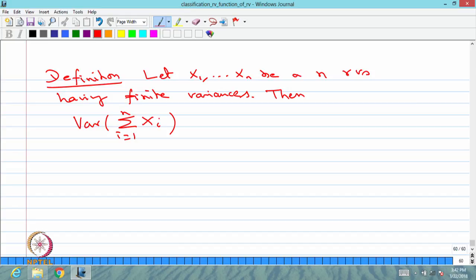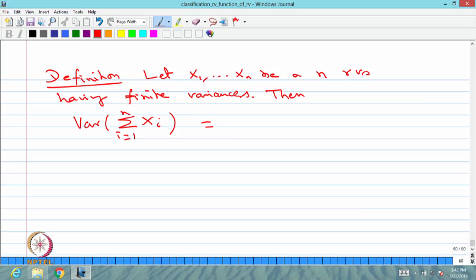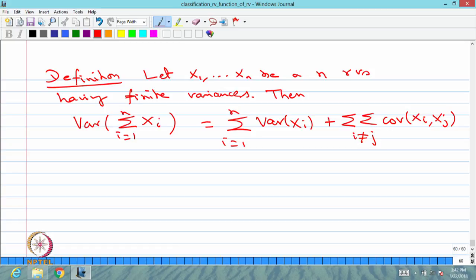Let X1, X2, ..., Xn be n random variables having finite variances. That means first and second order moments exist and are finite. Then we are defining the variance of sum of random variables. That is going to be the individual variances plus the double summation over covariance between any two random variables, provided i and j are not equal. That is, the variance of sum of random variables is the sum of variances of individual random variables plus covariance of any two distinct random variables.